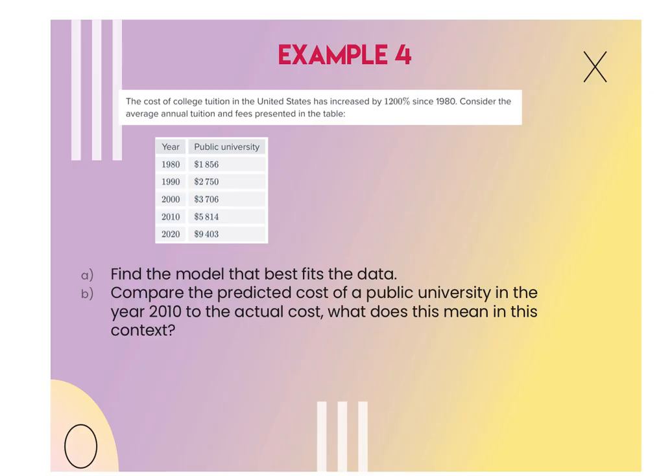So first of all, our x values, notice it says since 1980. So what would be the x value at 1980? 0. Good. What would be the x value at 1990? 10. At 2000, 20, at 2010, 30, and at 2020, 40. Okay, put it in your calculator, run the regression.